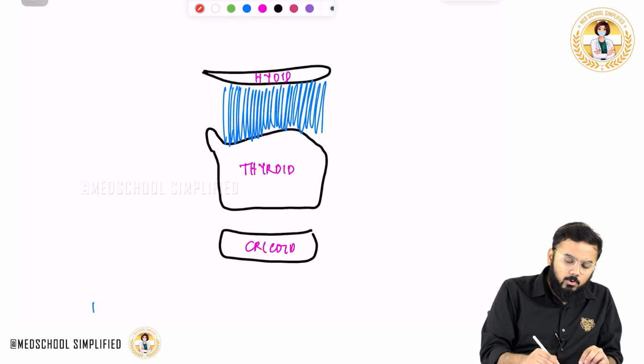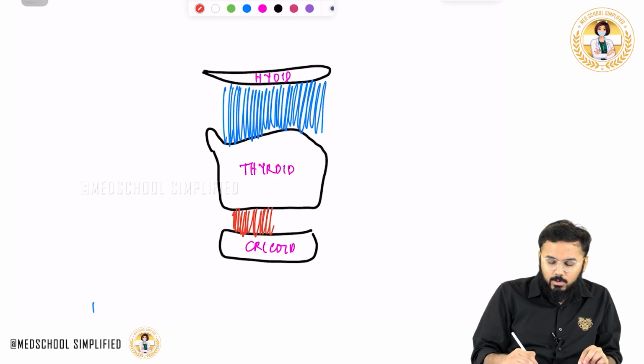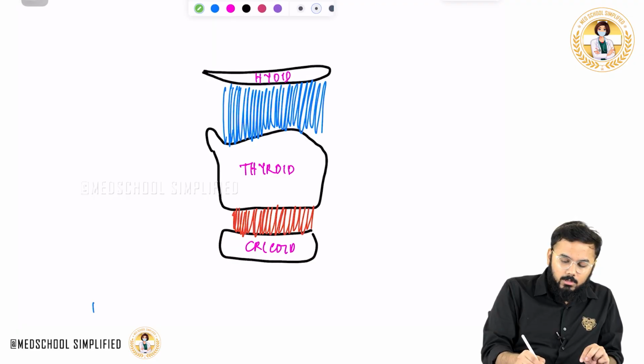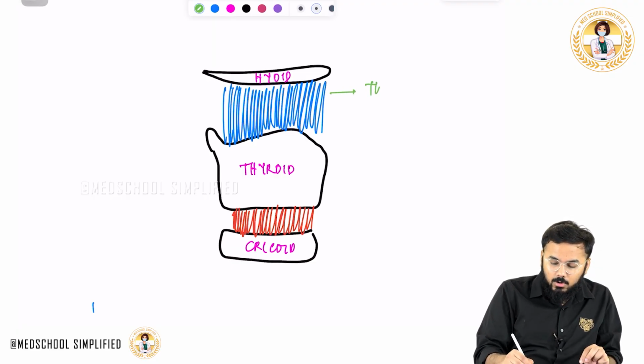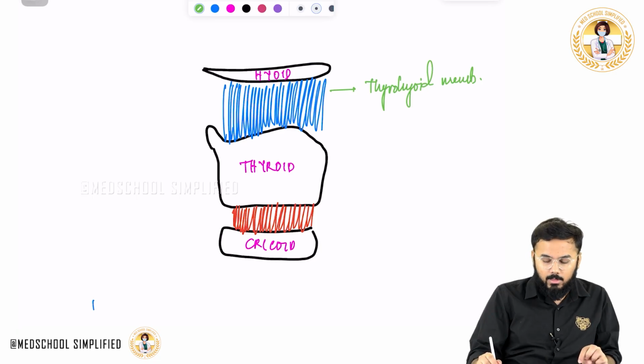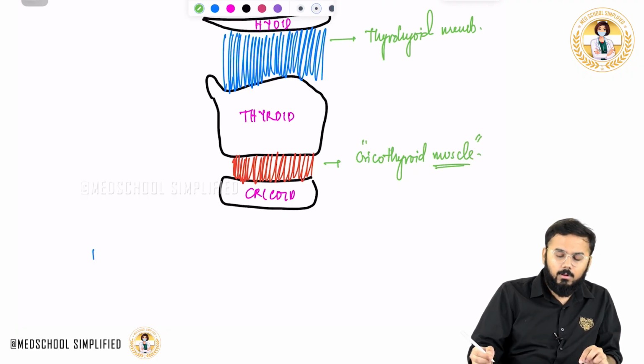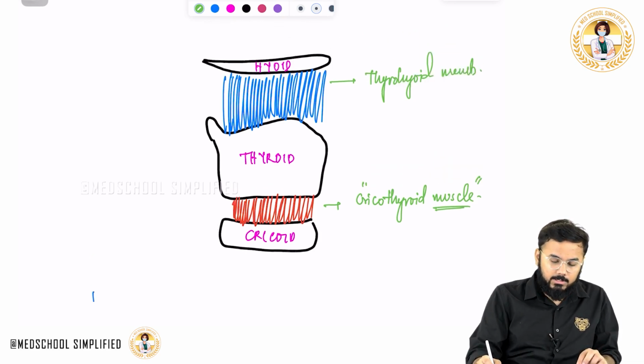With the red, whatever I am drawing is the muscle. The muscle that is present between the thyroid and cricoid is called the cricothyroid muscle. Okay, let me write it down. This membrane is called the thyrohyoid membrane. Next, this muscle is called the cricothyroid muscle.